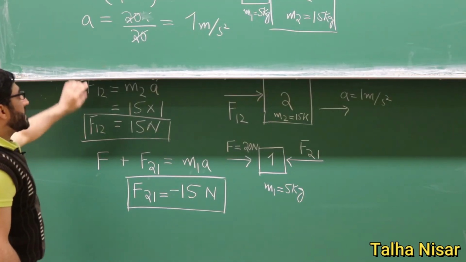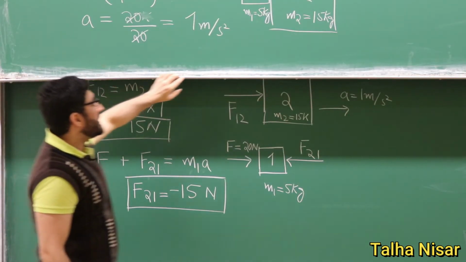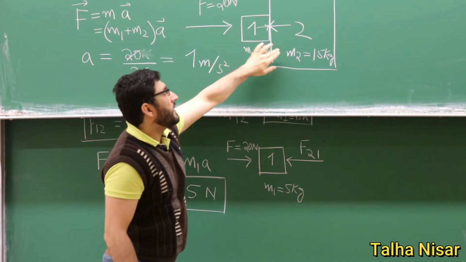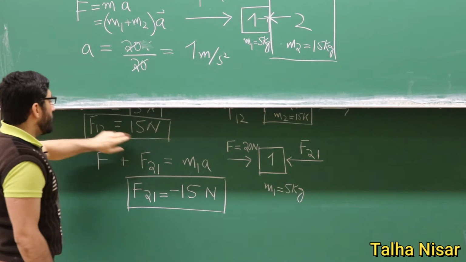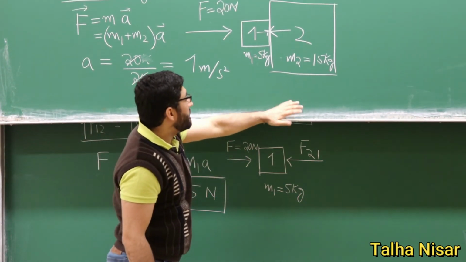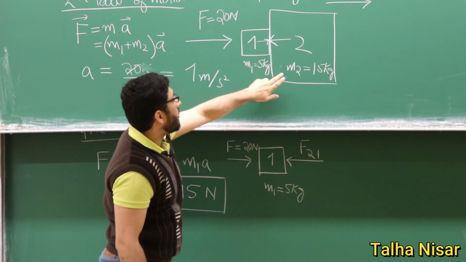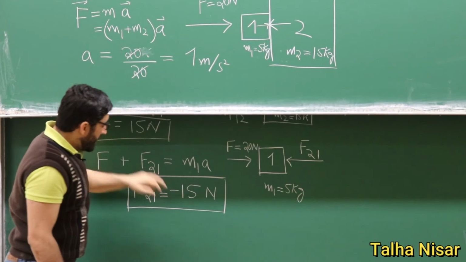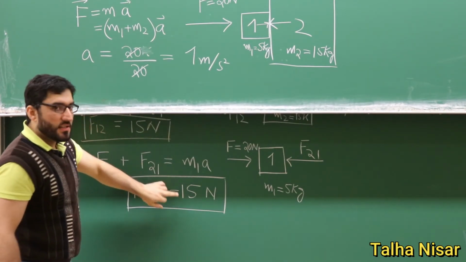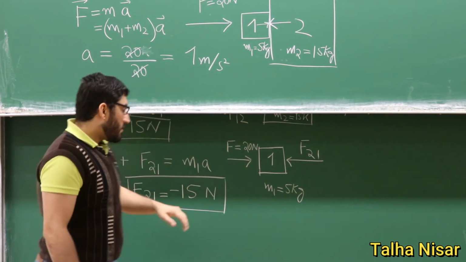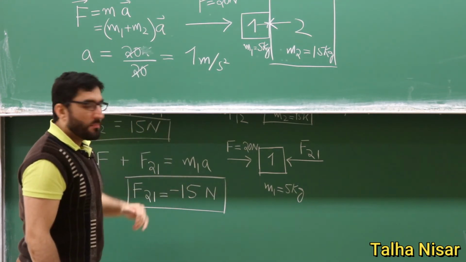We calculated that F12, the small object, was exerting a force on object 2 of 15 newtons, and now we calculated that F21, the big object, is exerting the same force in the opposite direction. We just calculated that both have the same magnitude, but the directions are opposite. We have the minus sign here.